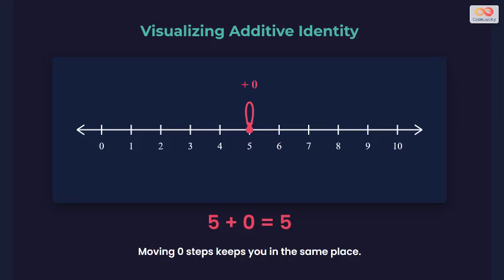We can visualize this on a number line. Imagine you are standing at the number 5. If you take 0 steps forward, where do you end up? You stay right there at 5. 5 plus 0 is 5. You haven't moved, so your position is identical to where you started.